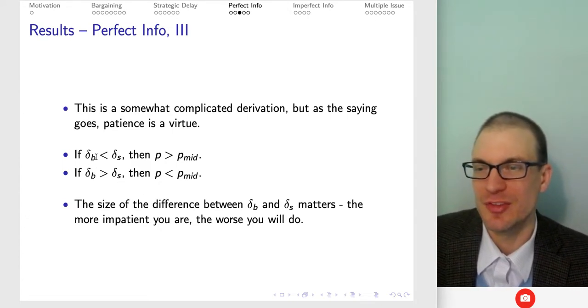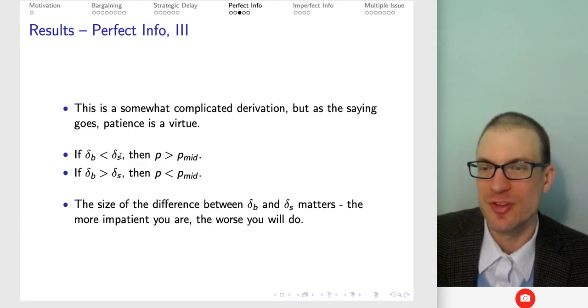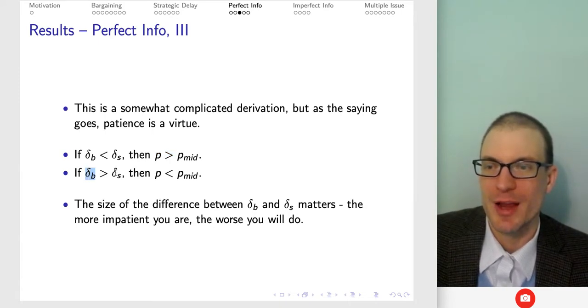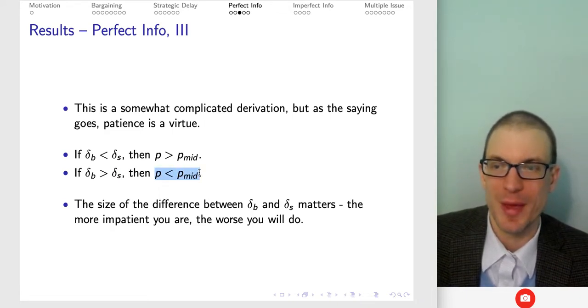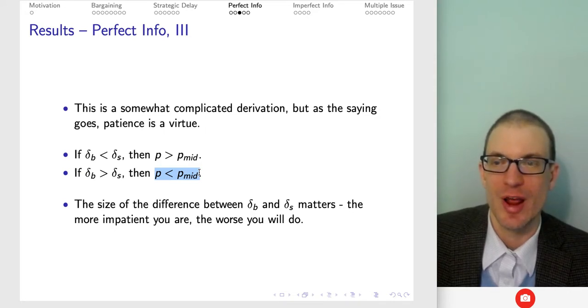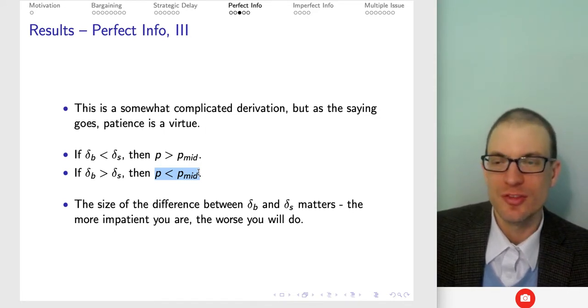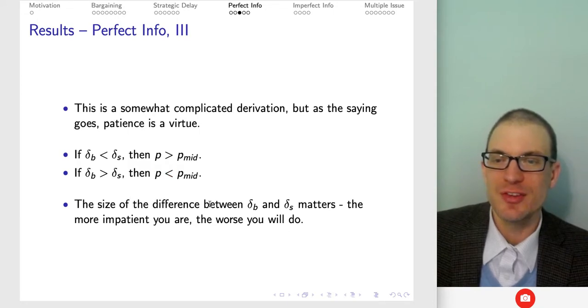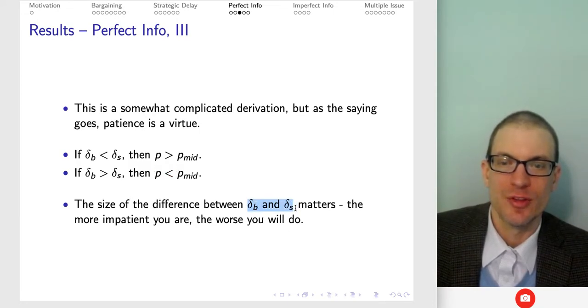So if the buyer is less patient than the seller, we're expecting a higher price, right? A price above the midpoint. If the buyer is more patient than the seller, we're expecting a lower price, below the midpoint. Whoever is more patient is going to pull the price in their direction. The buyer wants low prices, seller wants high prices. The size of the difference between delta B and delta S matters.